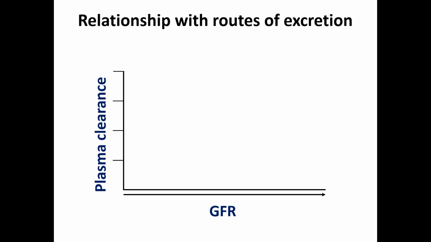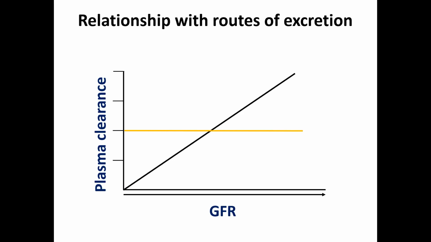Now, see, relationship with routes of excretion. Let's plot a curve. On the y-axis, we have clearance of the drug, and on the x-axis is GFR. Now, interpret this type of curve. As the GFR increases, the clearance increases. The interpretation is the drug is being cleared or eliminated mainly through kidneys, because as GFR increases, clearance of the drug is increased. So, kidneys.